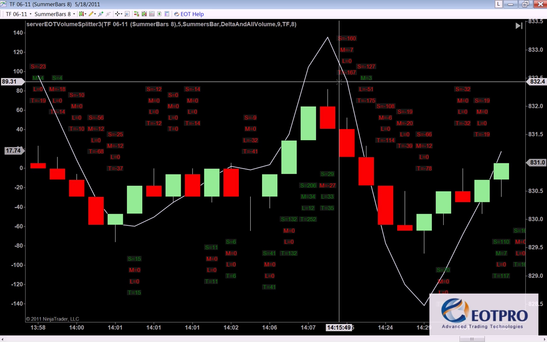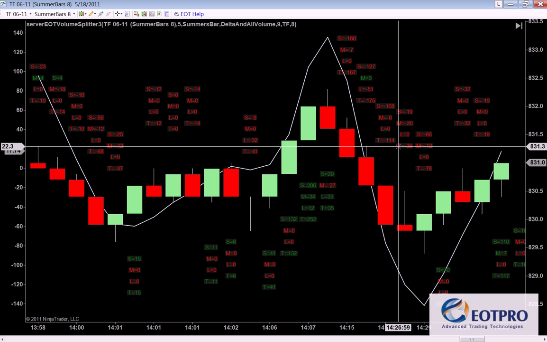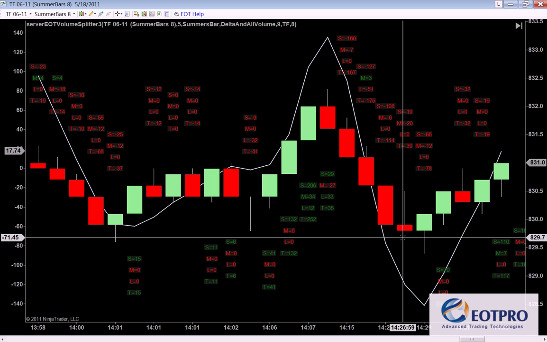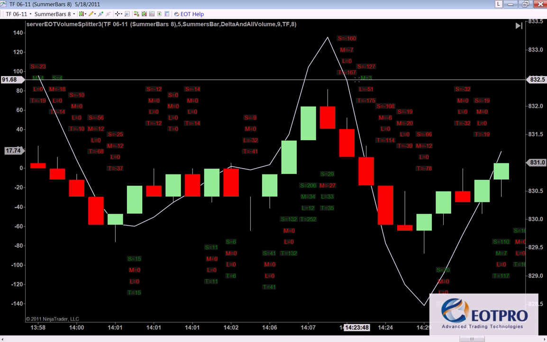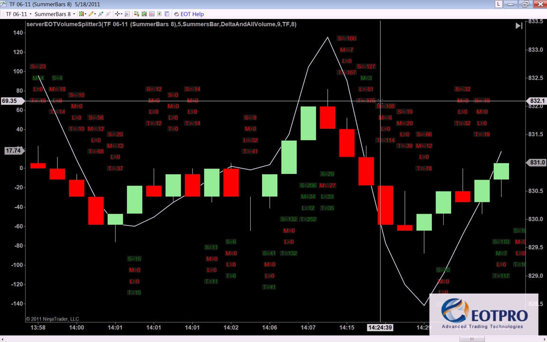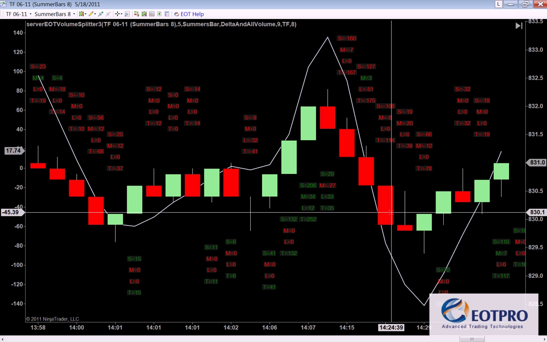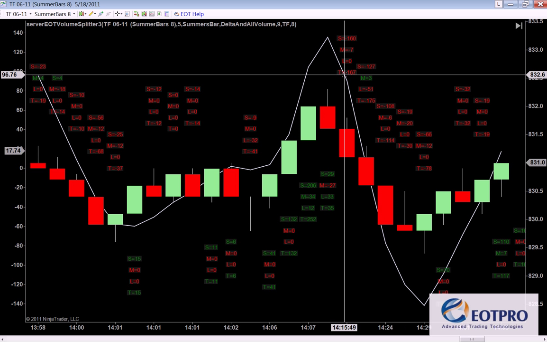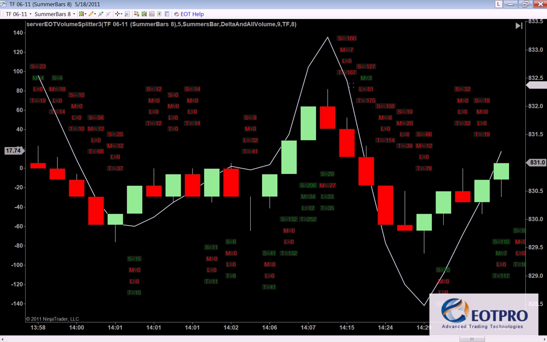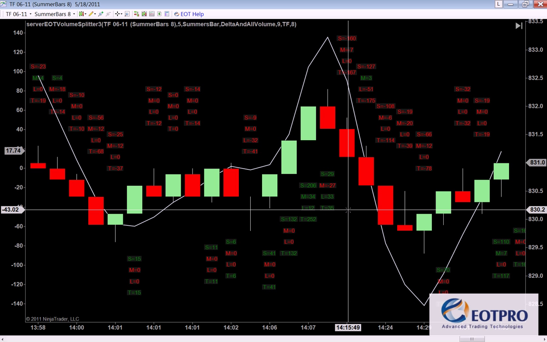It only makes sense to be trading in the direction of the volume delta, or the volume spread analysis, or the delta volume, or whatever you want to call this thing. It only makes sense to trade in that direction. So we use this as confirmation for our entries which use more sophisticated technology.